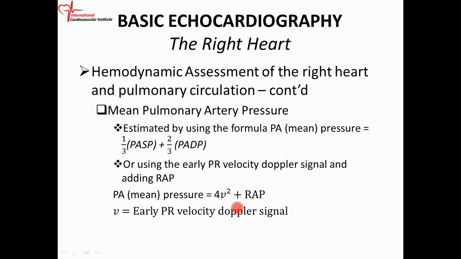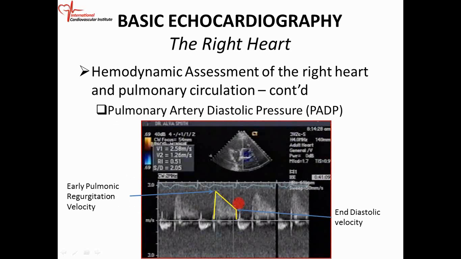Or what you can do is, remember when you have your PR, we have an early velocity and a late velocity. If you use the early velocity for V squared plus right atrial pressure, it gives you the mean PA pressure.